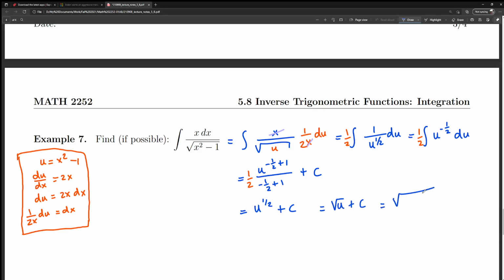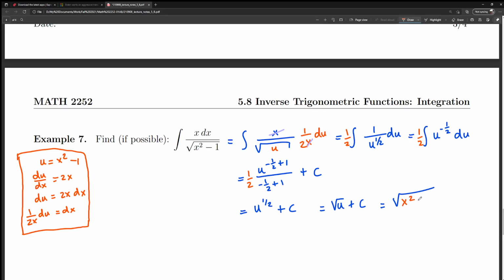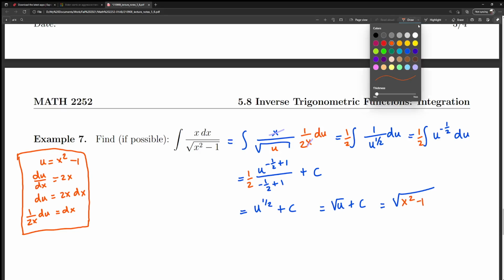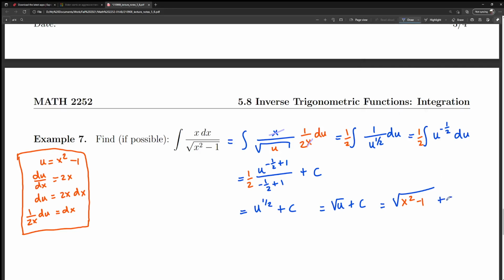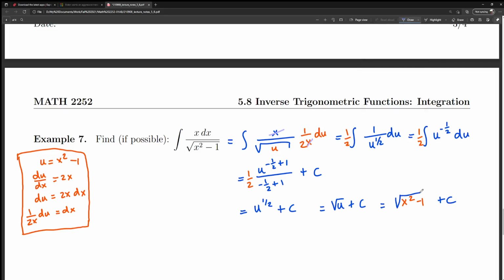And then finally, we had u is x squared minus 1. So this is the square root of x squared minus 1, plus c. And that is our final answer.